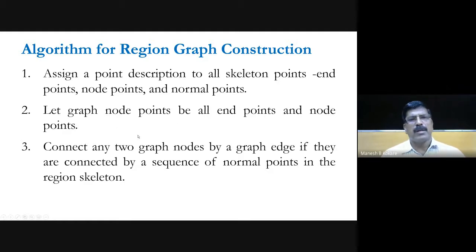These 2 kinds of points will form the nodes in the graph, whereas the normal skeleton points will form the edges in the graph. So step 3: connect any 2 graph nodes by a graph edge if they are connected by a sequence of normal points. A sequence of normal points will form the edge between 2 nodes, and these nodes will be either node points or endpoints, right? In that way you have to construct the graph. This is a very straightforward method for obtaining the graph from the skeleton.